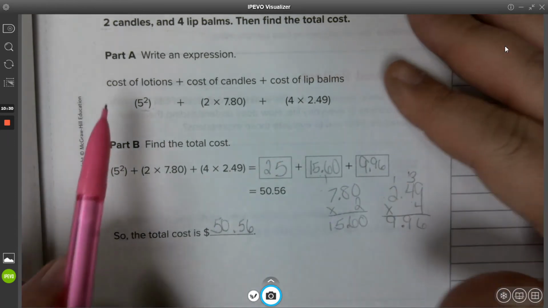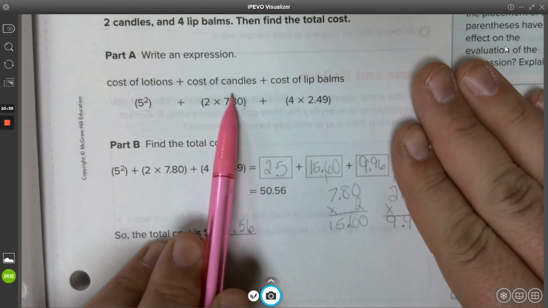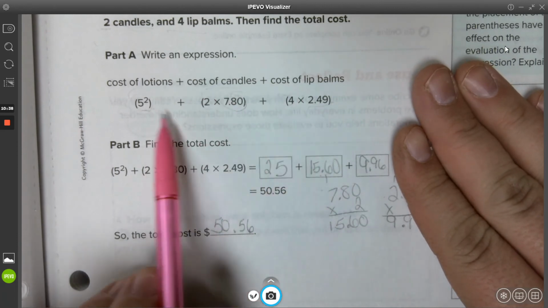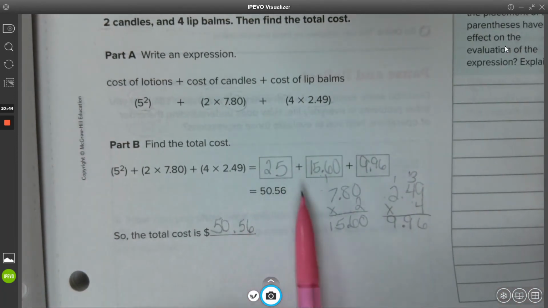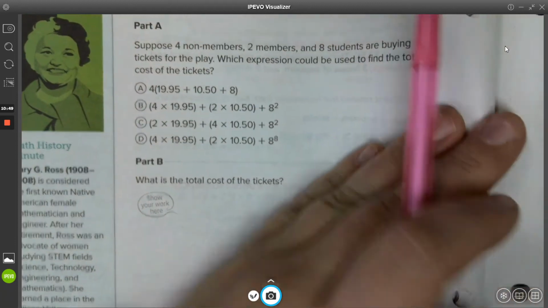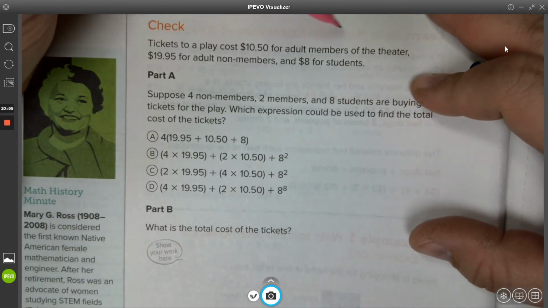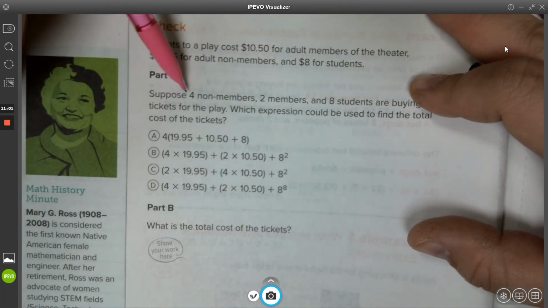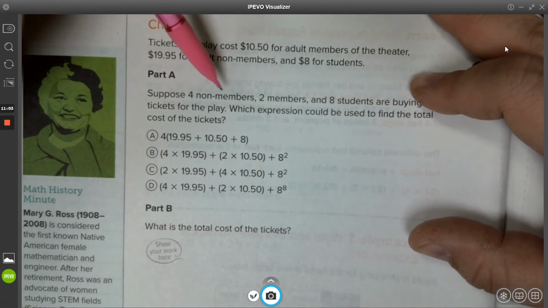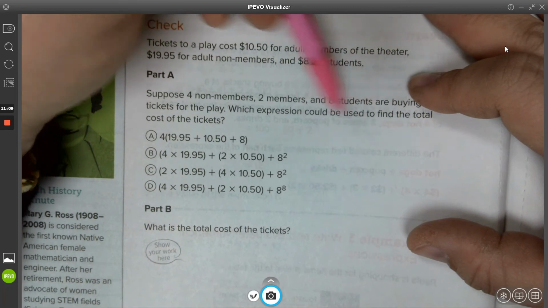So when we're doing this, remember, we take how much we're buying times the cost, how much we're buying times the cost, how much we're buying times the cost, and then we add them together. So that's how we write the expression. And then to solve, we just go through the motions of it. So let's take a look at our check on the top of page 272. It says tickets to a play cost $10.50 for adult members of the theater, $19.95 for adult non-members, and $8 for students. Suppose 4 non-members, 2 members, and 8 students are buying tickets for the play. Which expression could be used to find the total cost of tickets?